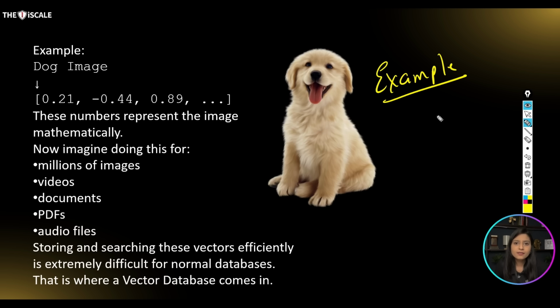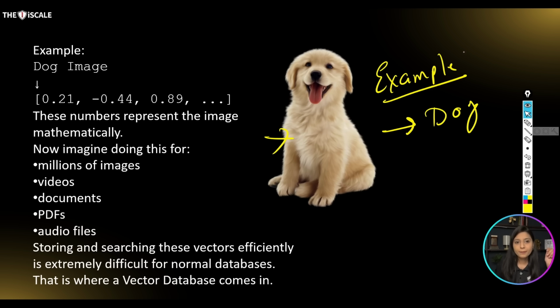So let's understand this through an example. First, just understand why traditional databases are not enough. Imagine you have millions of photos in your mobile phone gallery, and now you want to upload a picture of a wild dog and ask, show me similar images. A normal database cannot naturally understand this image. It can understand only things like file name, tags, keywords, and IDs. But AI understands the actual meaning and visual pattern inside this image.